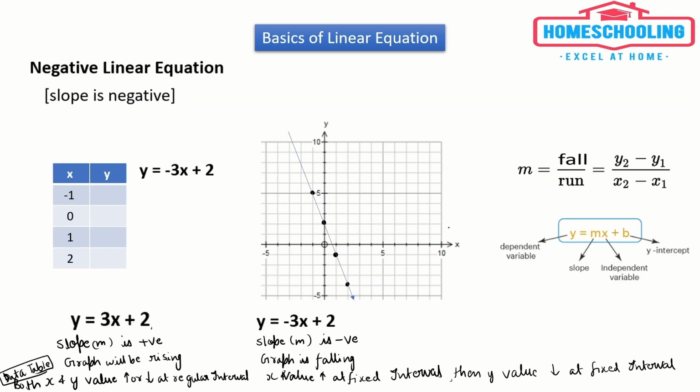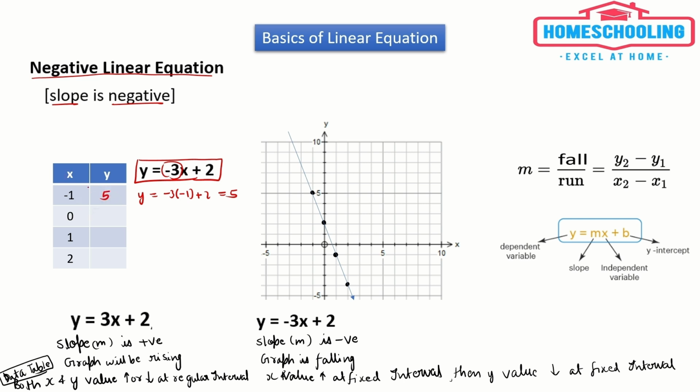Now let's take another example of a negative linear equation. A linear equation is called negative when slope is negative. As we can see here, m value is negative 3. Now let's solve this example here. y is equal to minus 3x plus 2. Now let's put this linear equation on the graph. So let's put x value as minus 1. So minus 3 into minus 1, that would be plus 3, plus 2, that would be 5. So when x value is minus 1, y is 5.